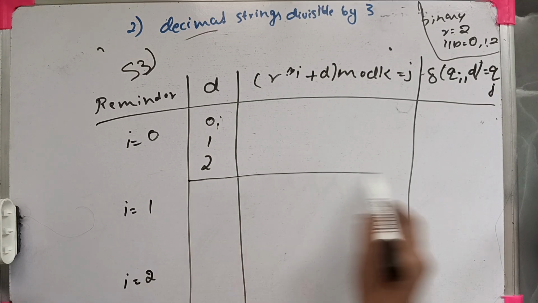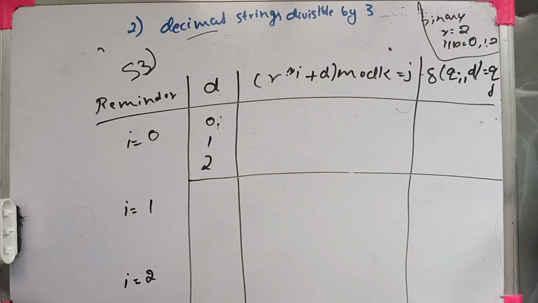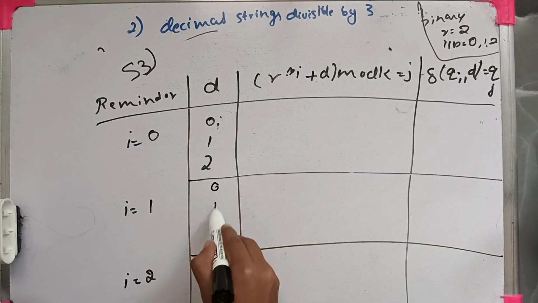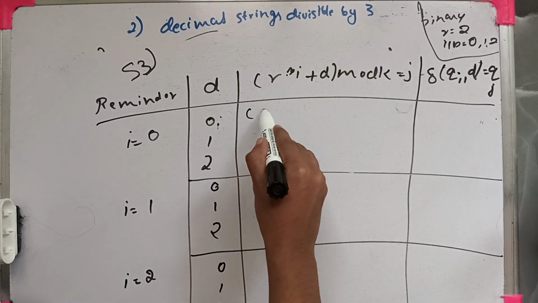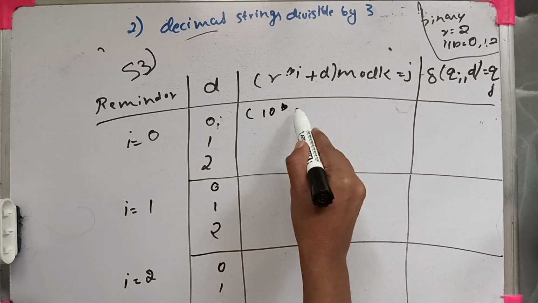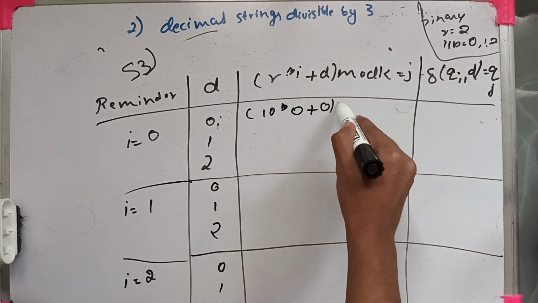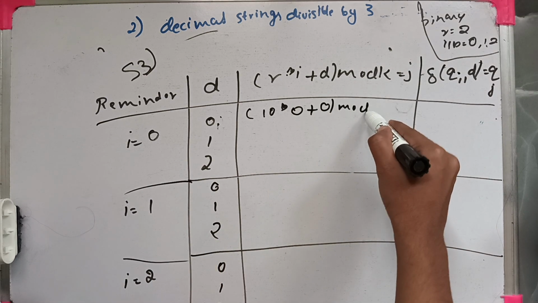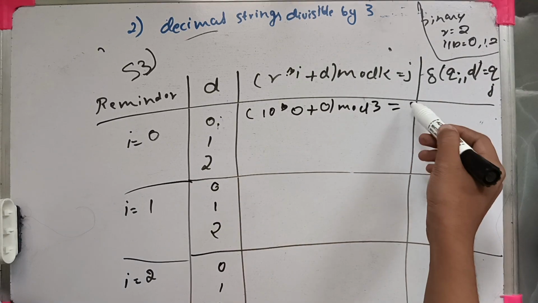Okay, if we do not group together, then we need to mention 0 to 9 for each, which is hard, right? So we make it simple: 0, 1, 2, 0, 1, 2. Then apply the formula here. R we have 10. And what about i here? 0. Next, what about d? 0. Mod k means how many? Divisible by 3, right? So it is 3. So finally 0 mod 3, 0.